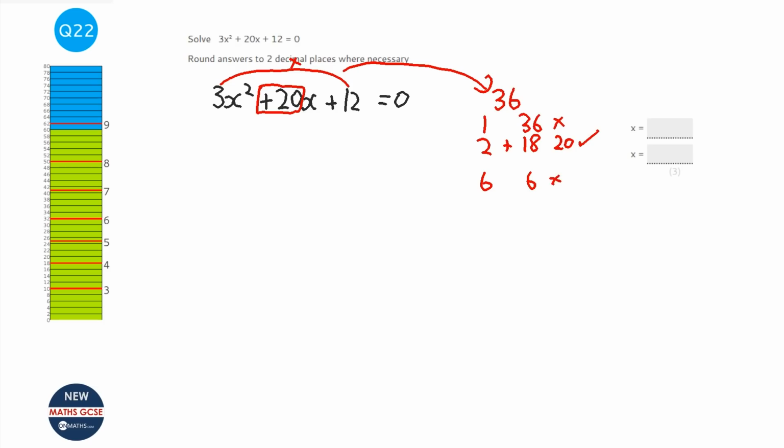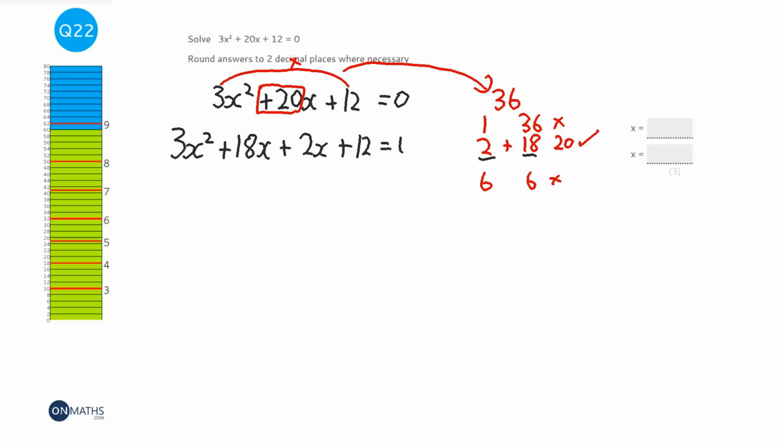Next step is I need to split that 20x up into the 2 and the 18. So I'm going to rewrite this, and I'm going to split that 20x. Instead of 20x, I'm going to write plus 18x plus 2x plus 12 equals 0.